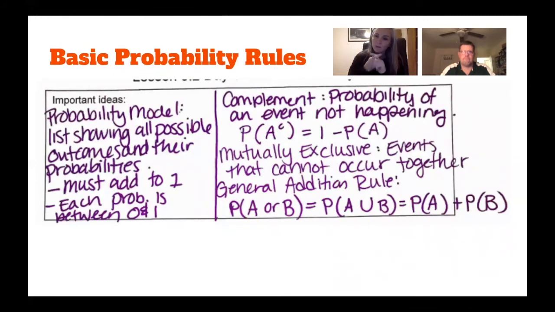80% plus 20% is 100%. It should be 100% every time if you've covered everything. The complement is 1 minus. The probability of an event not happening is 1 minus.